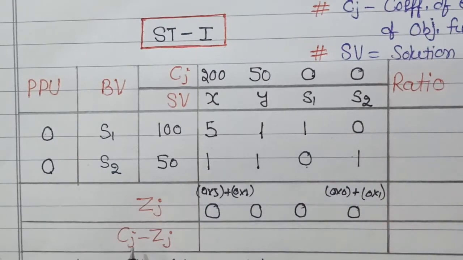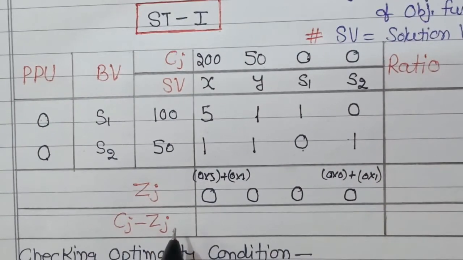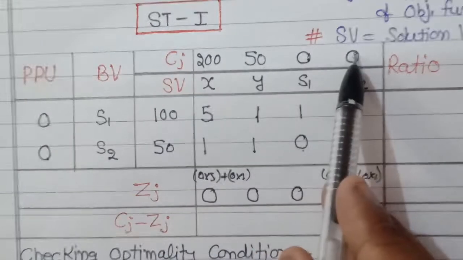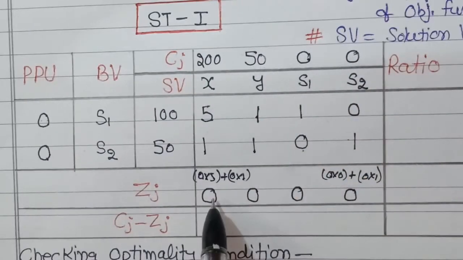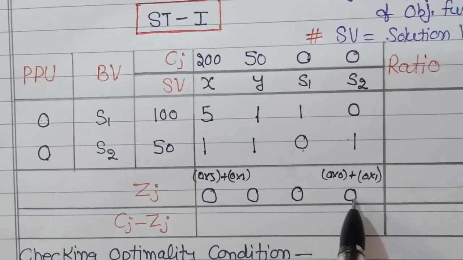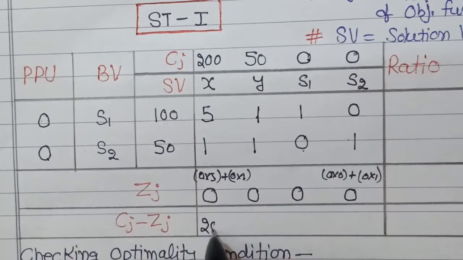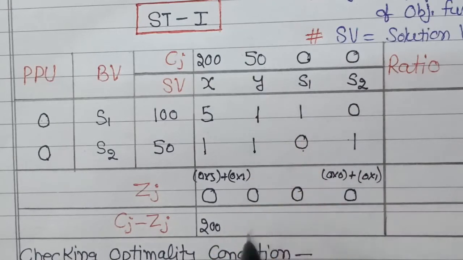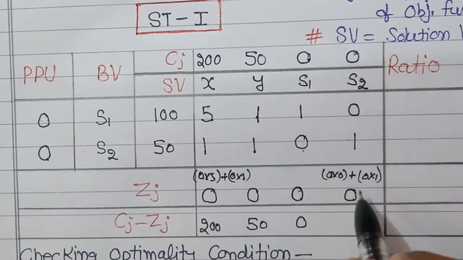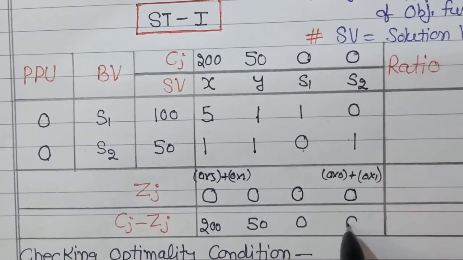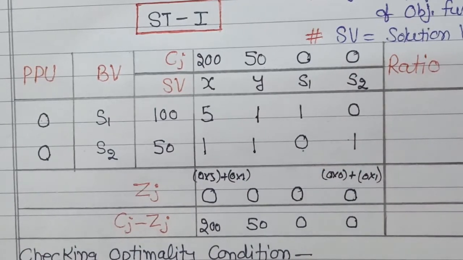Now we will find the value of Cj minus Zj. These are the values of Cj for different columns and these are the values of Zj for different columns. So 200 minus 0 comes out to be 200. Now 50 minus 0 comes out to be 50. If 0 is subtracted from 0, it will be 0, and 0 minus 0 will again be 0. Okay, now we have found the value of Cj minus Zj.